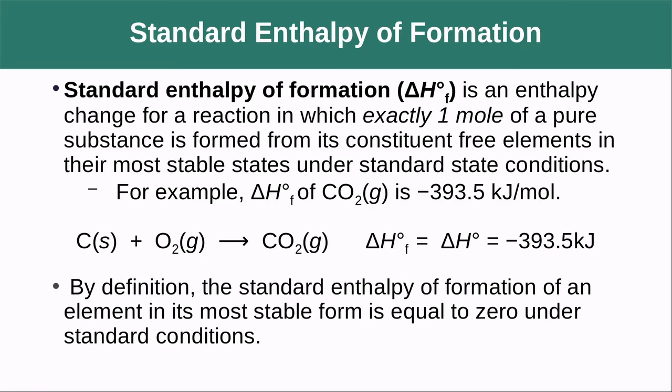All right. So, for example, if we have CO2, we're going to start off with carbon in a solid state because that's the stable state of carbon at standard conditions. O2 would be a gas. We're going to combine those together to produce CO2 as a gas because, again, that's the state we would typically see it in. And we're going to get that the enthalpy of formation of this reaction, which is the same as the standard enthalpy for the reaction as written, is going to equal negative 393.5 kilojoules.